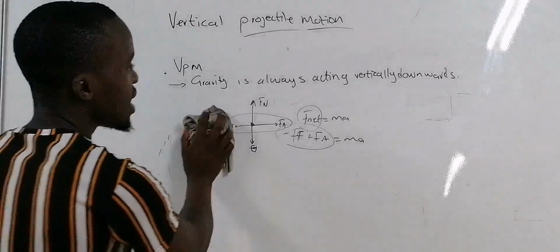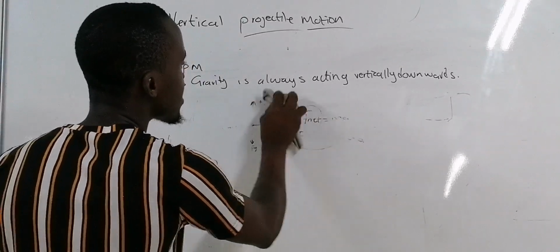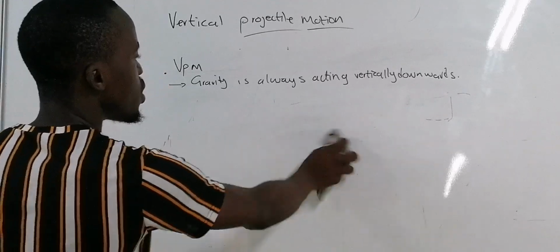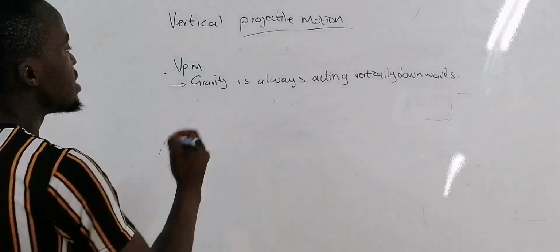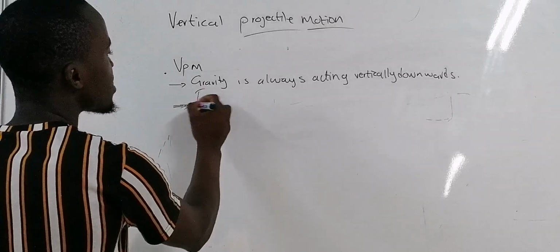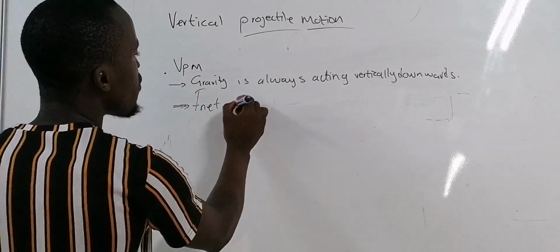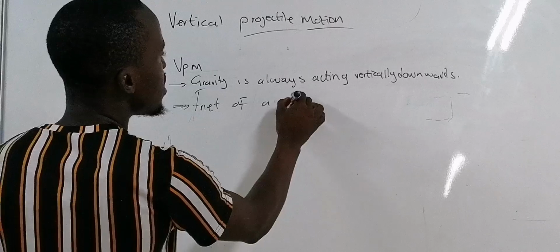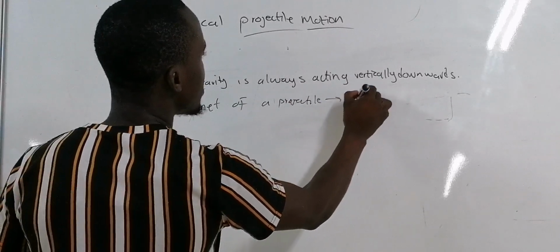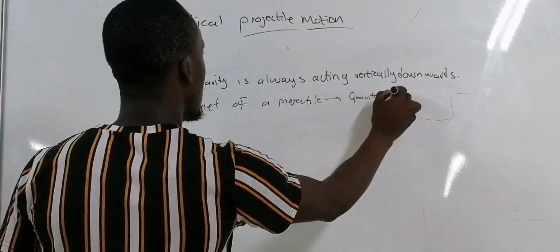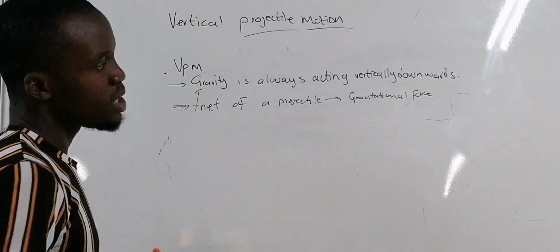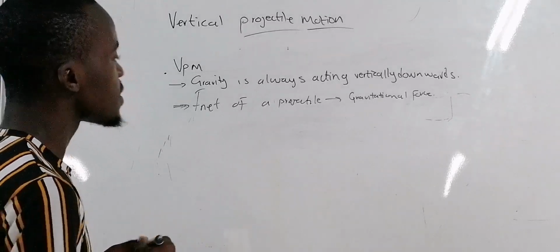I don't know if you understand that. It's very important. If you didn't understand it, just pause the video and listen to what I said. Repeat it again. I'm saying that the F net of a projectile is the force of gravity, or gravitational force, because it is the only force acting on an object. So this is very, very important.